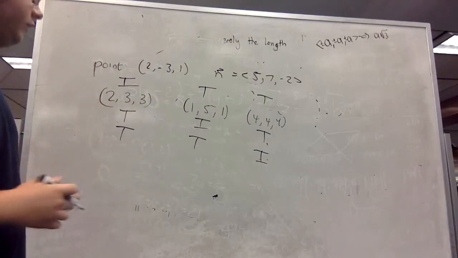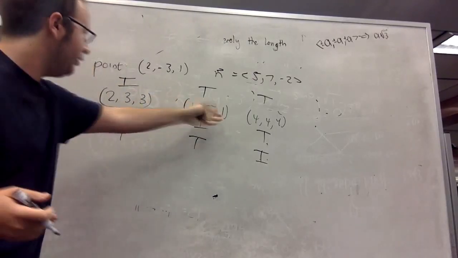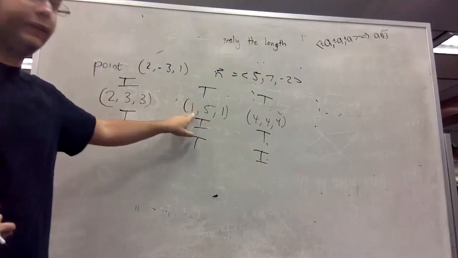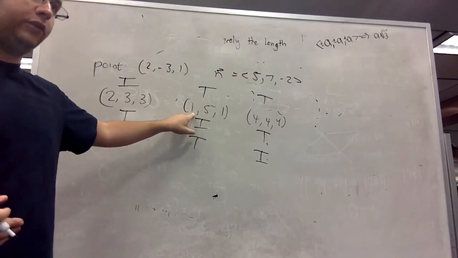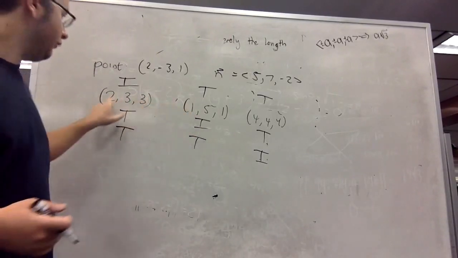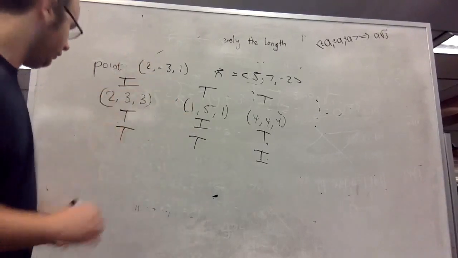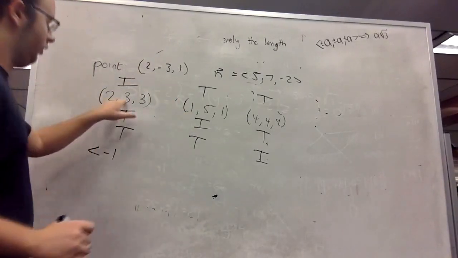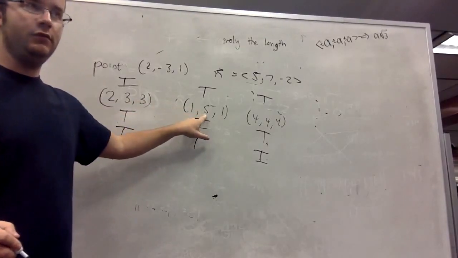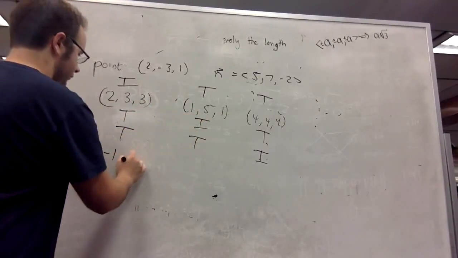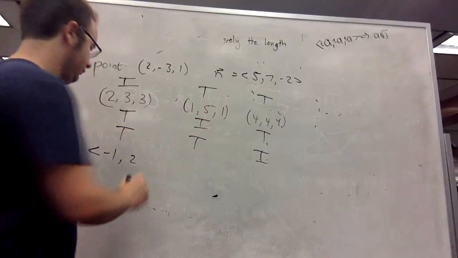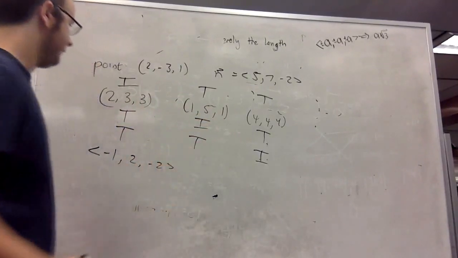Here's how I do this really quickly. Don't write it out, just do it in your head. To go from 2 to 1 in the x direction, how far would you have to go? Up 1 or down 1? Sorry, I'm speaking really fast. To go from 2 to 1, you're going down 1. 3 to 5, up 2. 3 down to 1, negative 2.